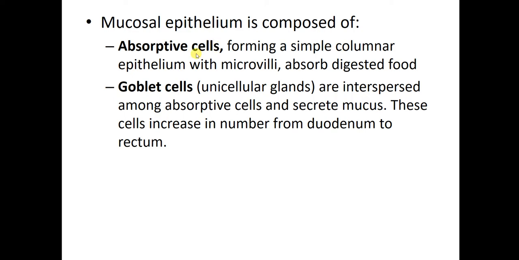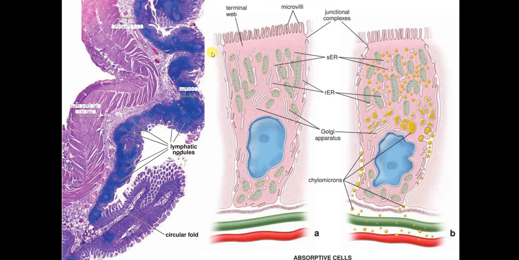Mucosa of the small intestine is composed of 2 types of cells, mainly absorptive cells and a little bit of goblet cells. So absorptive cells are cells whose main function is absorption of food from the lumen. So here you see, this is a cell, one cell, and on the surface of each cell we have microvilli. So sorry, this is microvilli actually, this microvilli which absorb from the surface.